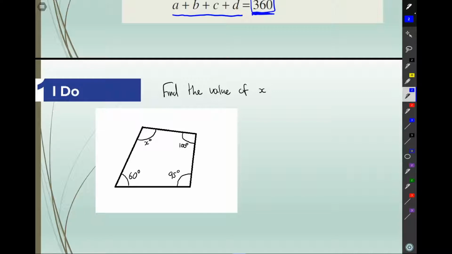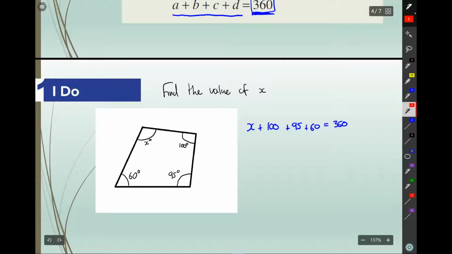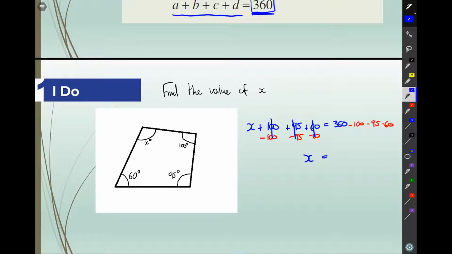We have a quadrilateral here, and we have three known angles and one unknown angle. And we know that if we add all these angles together, we are going to get 360 degrees. And now, remembering how we solve these, we just subtract everything over to the other side of the equation. And all these disappear, and we're left with just x by itself, and that's going to be 105 degrees.